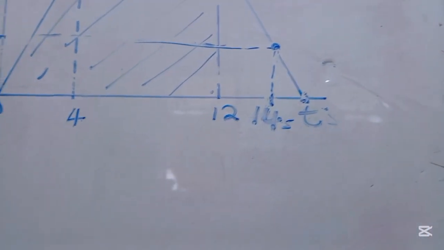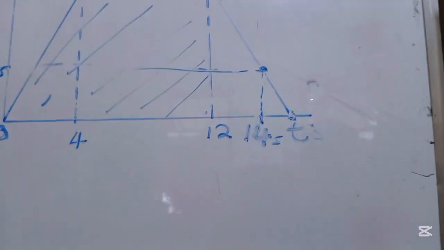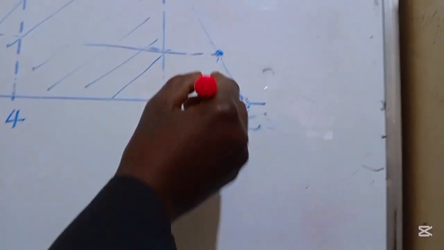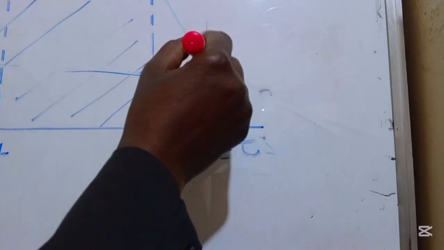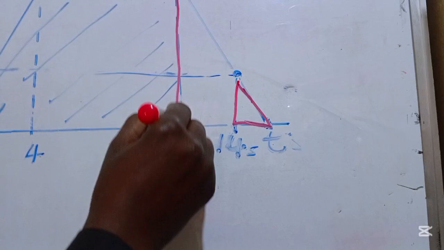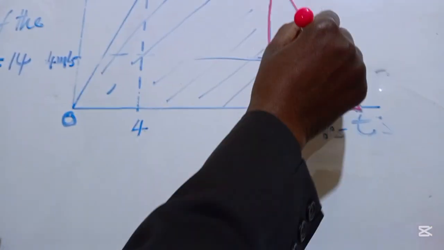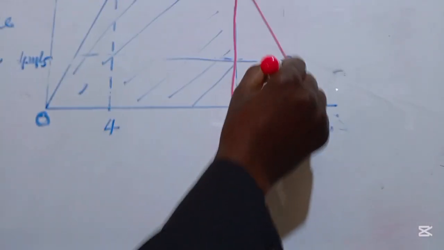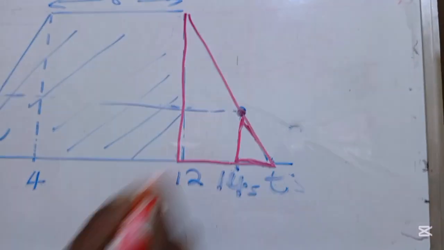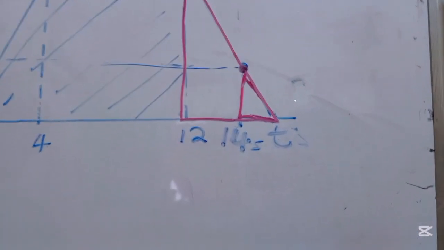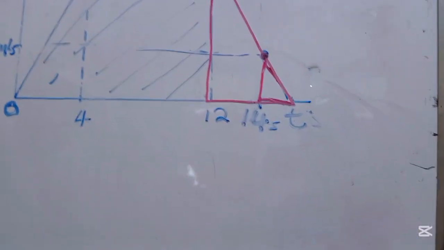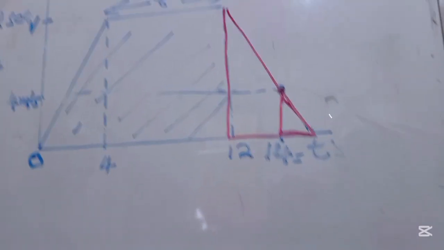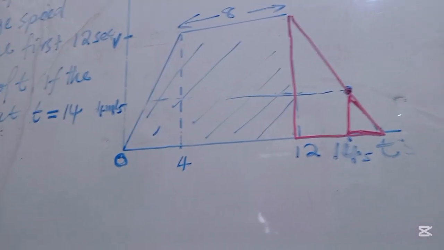How do you find the value of this t? Can I have the red marker there so that these people can understand properly? We have got this triangle, and there is another big triangle. They are telling me that the speed was 4 meters per second when time was 14 seconds. Now they're asking me to find the final time when this object came to a stop.